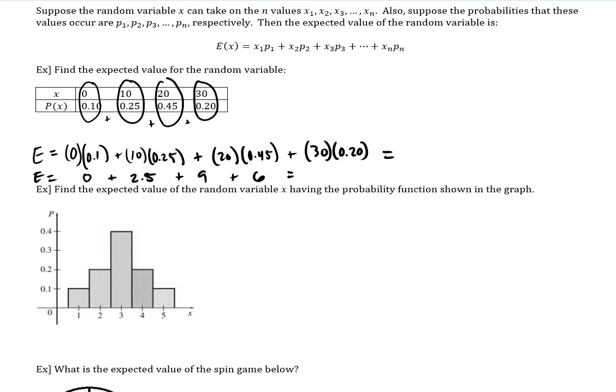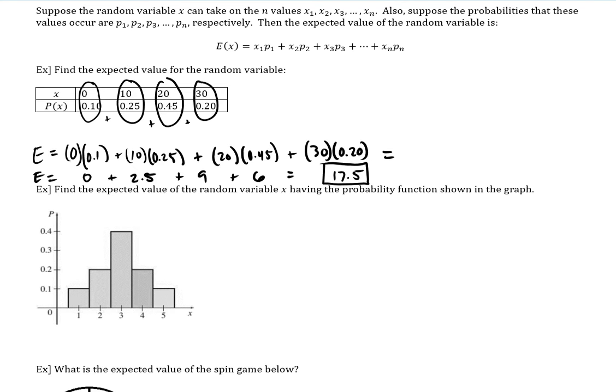So there's our sum. When we officially add it, we would get 17.5. So the expected value for this random variable is 17.5. We'll interpret the actual answer in a little bit for a better problem. This is just random right now.